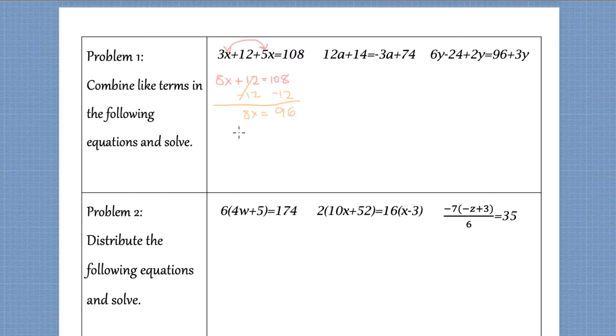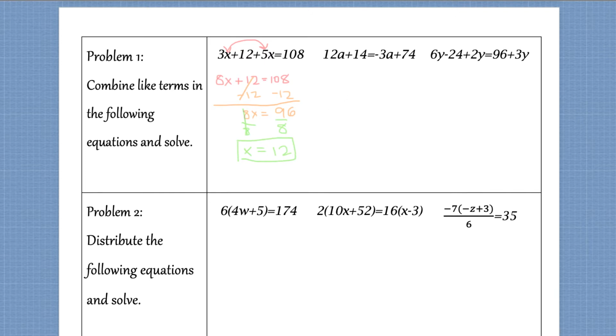And so now what we're going to want to do is divide the equation by 8, so we have x alone so we can solve the equation. So we're going to divide both sides by 8 right here. And so 8x over 8, the 8s cancel themselves out and leave us with just x, which is equal to 96 divided by 8, which is 12. And so that is our answer for this first equation over here.